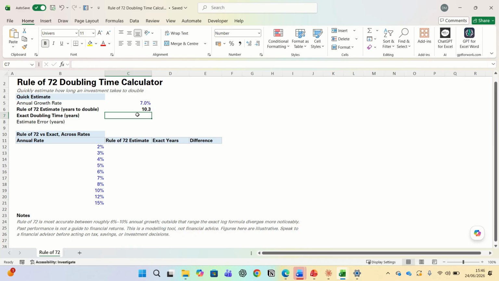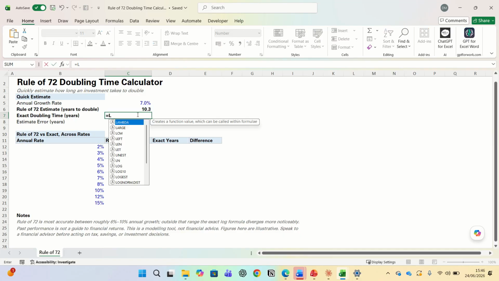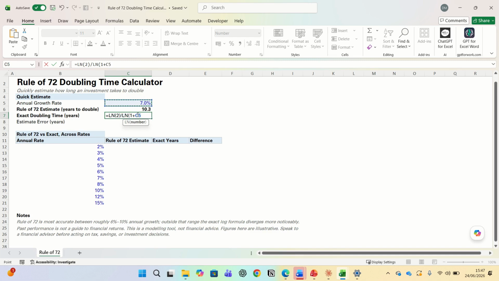Then we check it using the actual compounding formula, which is the natural logarithm of 2 divided by the natural logarithm of 1 plus the percent figure. We then get 10.2, and we can see side by side that the rule of 72 is very close. If we take the difference, it's only 0.04.